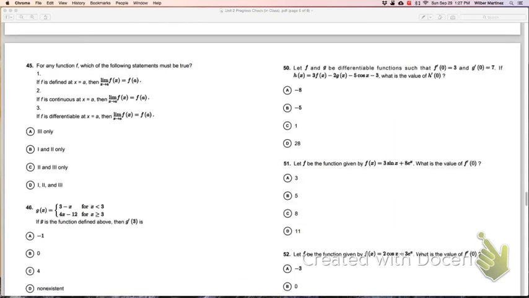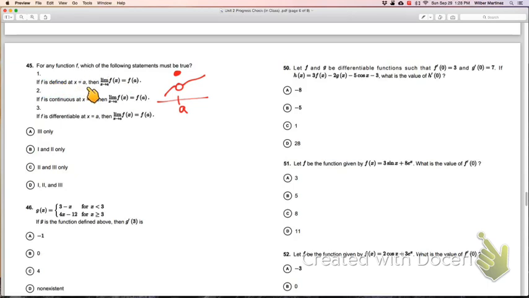This next one says, for any function f, which of the following statements must be true? If f is defined at x equals a, then the limit as x approaches a of f of x is equal to f of a. That does not have to be true. For example, I could draw a limit. Say this is a. I can draw a limit existing and I can draw a function existing somewhere else, but that doesn't mean they have to be equal to each other. So just because the function is defined at x equals a, like I have here, does not mean the limit has to equal what the function equals. So this one does not have to be true.